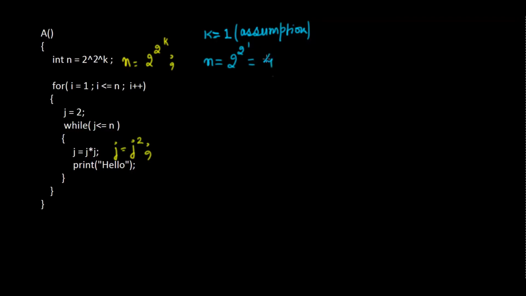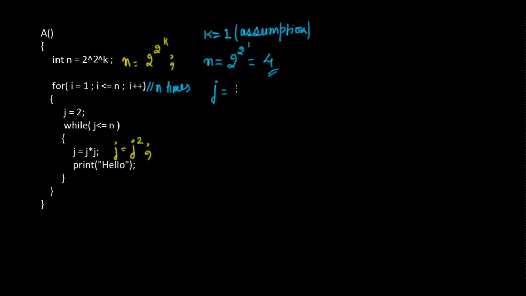And when my n value is 4, my this for loop will run 4 times. It doesn't matter the value of n, it will always run n times. In this case, we have n value 4, it will run 4 times. When we have n equal to 16, it will run 16 times.